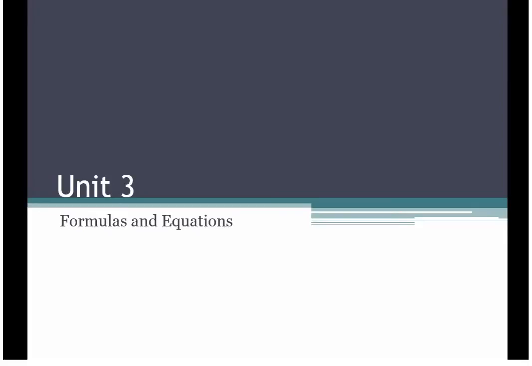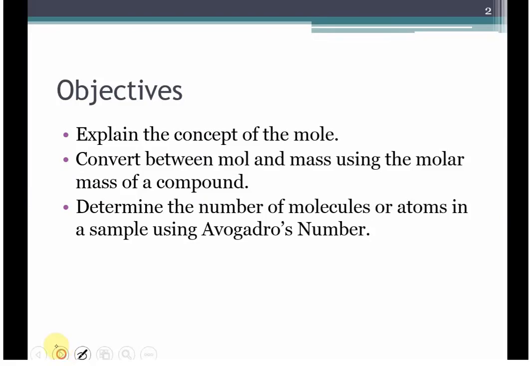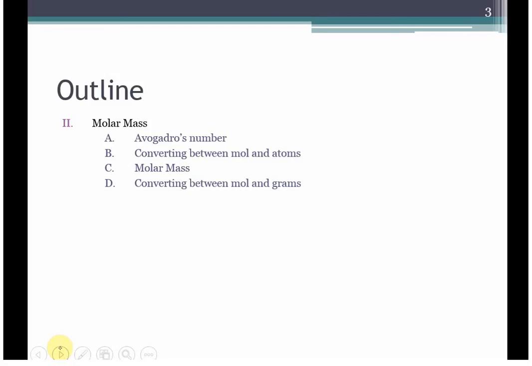Okay, this is the second video in the Unit 3 series. Here we're going to be focusing on molar mass. So we're going to start with the concept of the mole, and then we're going to use molar mass to convert between moles and mass, and we're going to use the number of molecules or atoms, and the number of moles. We can do conversions that way using Avogadro's number.